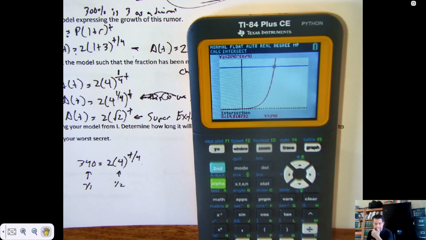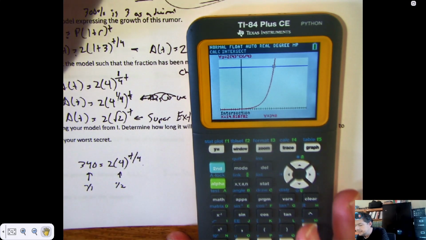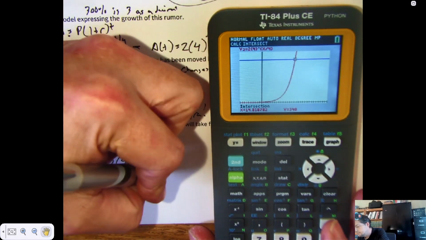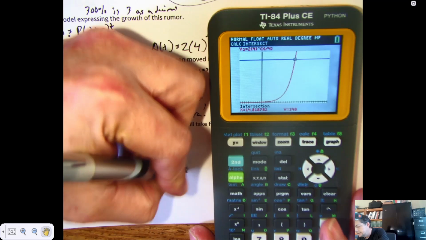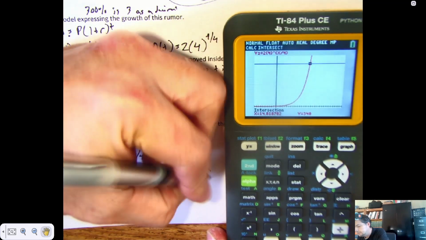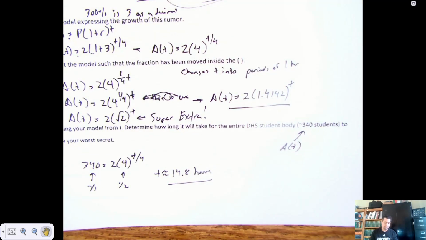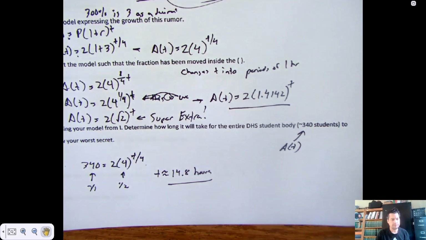It takes roughly, sorry, 14.8 hours for the entire student body, except for those kids that sit by themselves at the lunchroom, to know your worst secret.